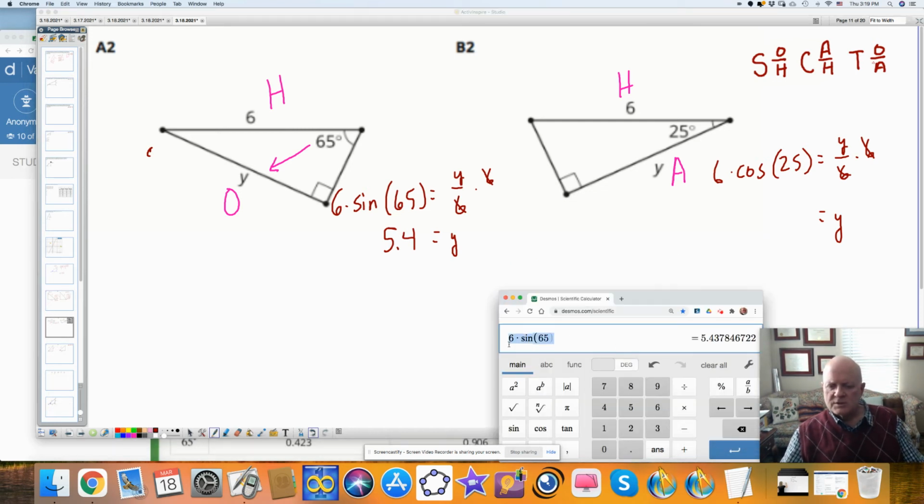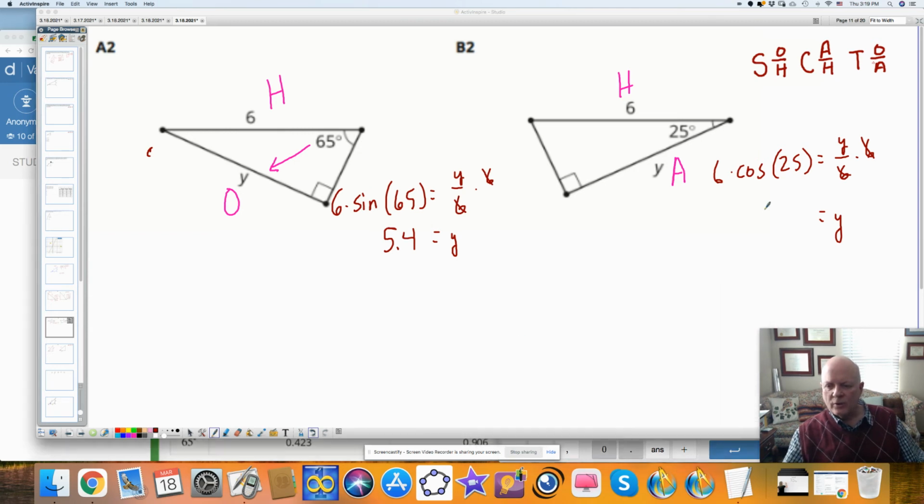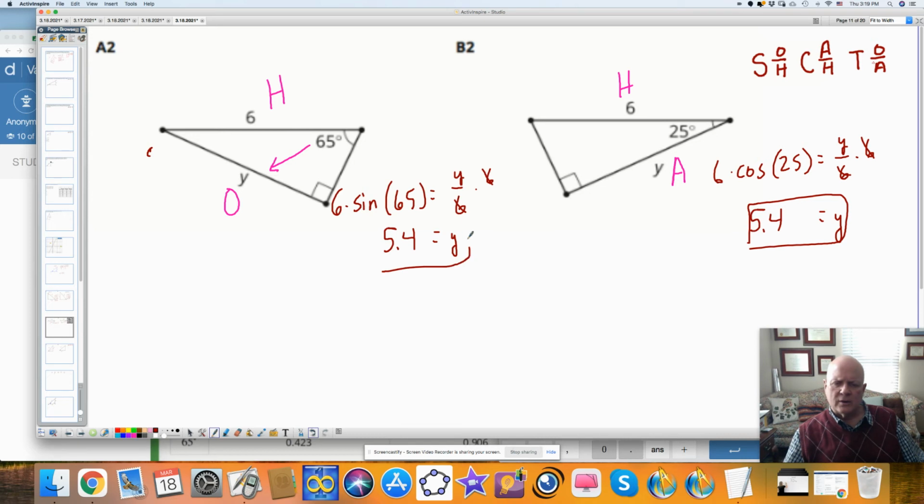Here we do 6 times the cosine of 25. So it's the cosine of the complement of this one, and I get 5.4, the same answer. Are you amazed yet? Do you recognize what we're doing here yet?